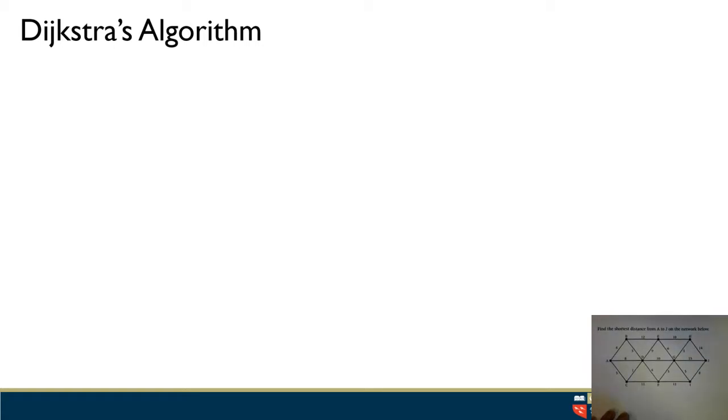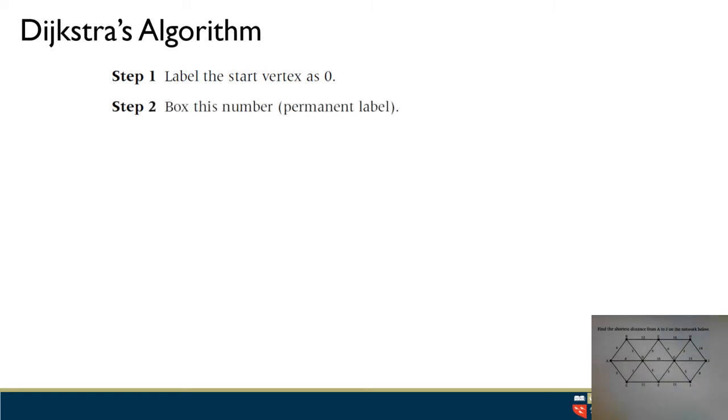First step is to label the start vertex as 0. And then we are going to box this number, because the start vertex hasn't got any distance from where you're starting, because it's where you start from, so that is fixed as 0. All the other boxes that we have will be distances away from that start vertex.